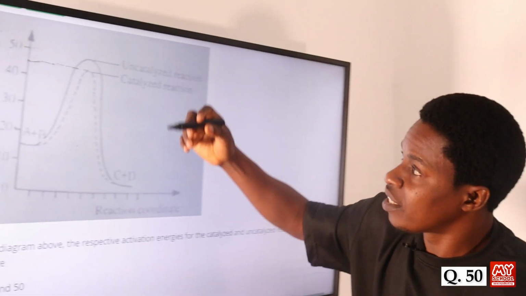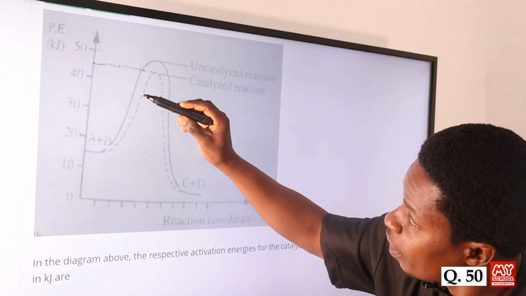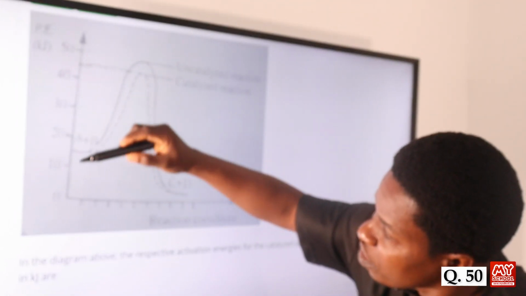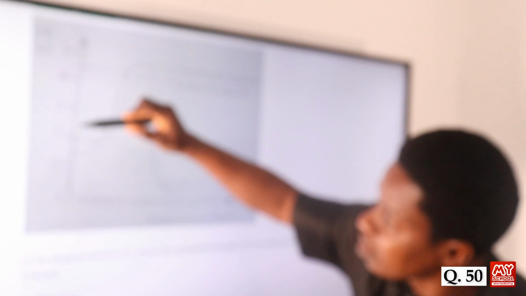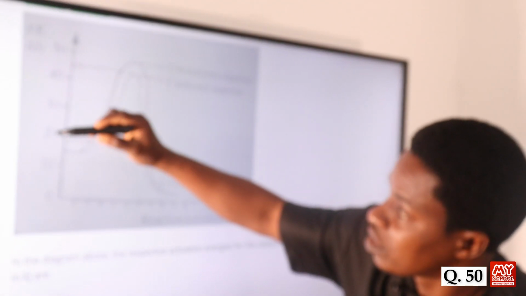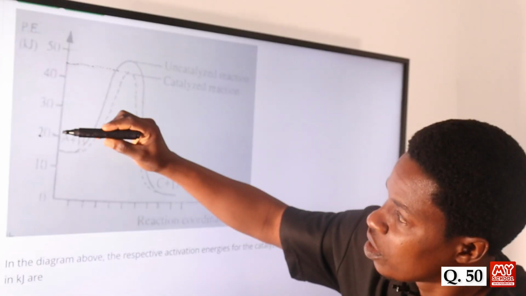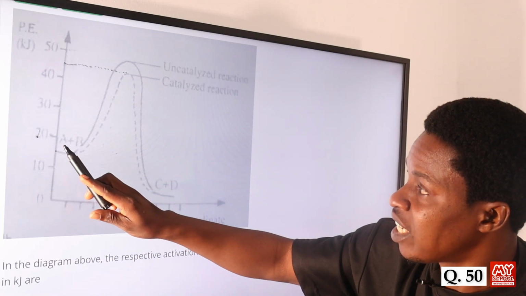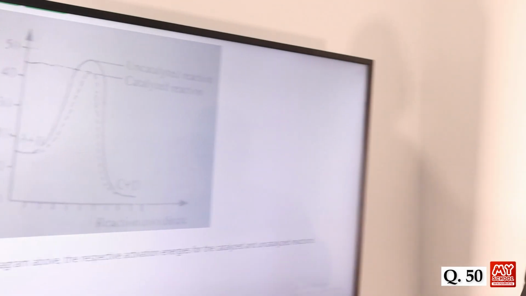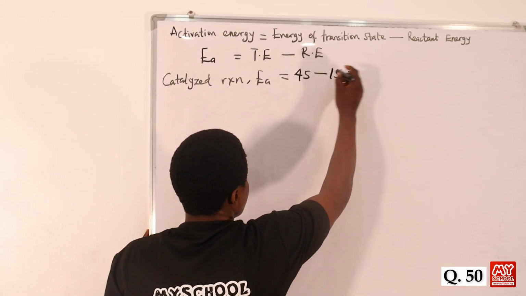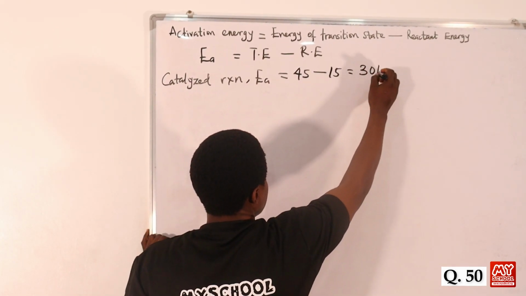Let's go back there. Reactant energy, this is the point. Don't forget, we are still talking about the catalyzed. So it's this point here. If here were 10 and here is 20, because this is 30, so this is 20 and here is 10. So 10 here, 20 here. So the middle here should be what? 15. So the reactant energy should be 15 here. So by the time you subtract 15 from 45, we have 30 kilojoules.